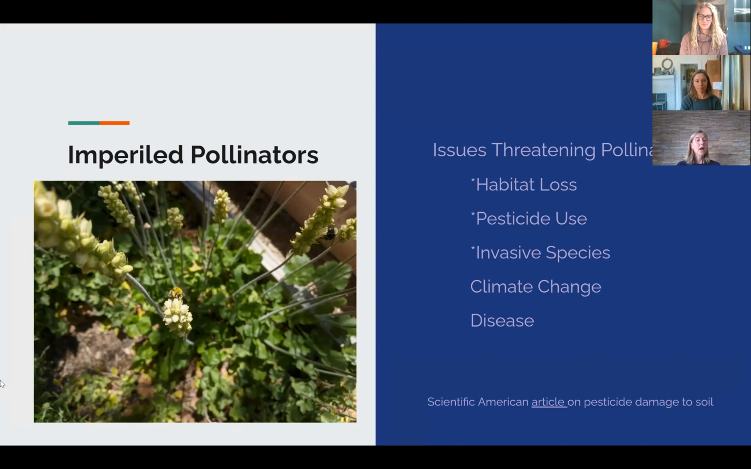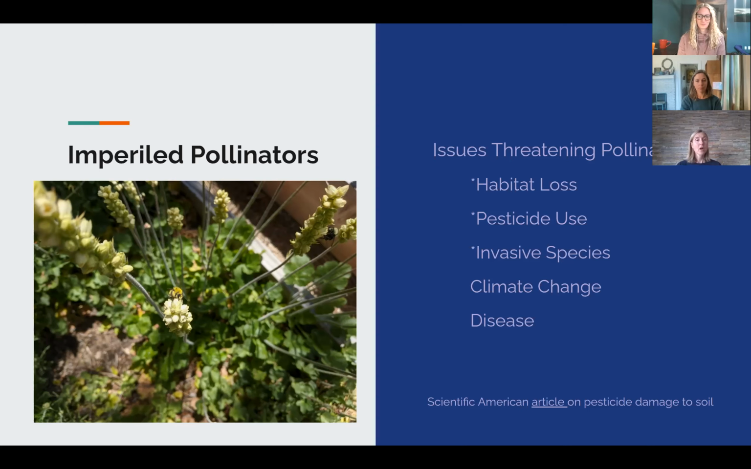So I am sure that you have heard about issues that are facing pollinators. There's been a lot in the news about the honeybee being in trouble, and even more recently about the monarch butterfly, the population of which has decreased by 99.9% here in the West, which is just an extraordinary figure.